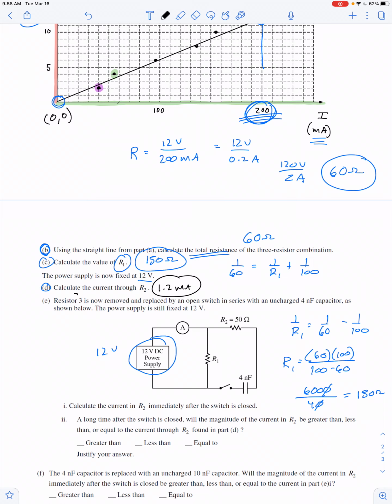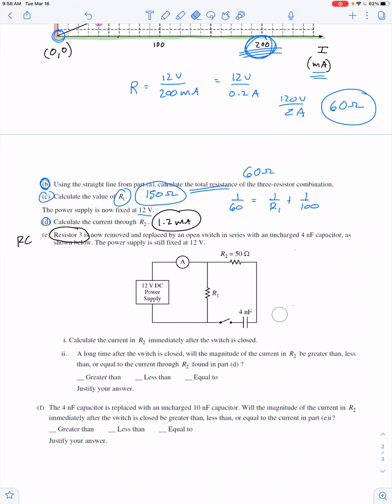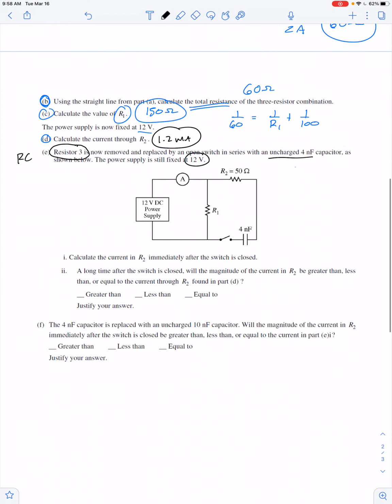Okay, now this is where it changes to a study of RC circuits. Resistor 3 is removed and replaced with what we see here, a 4 nanofarad capacitor. Let's make this look a little prettier. That capacitor is initially uncharged, and the power supply is still 12 volts. Calculate the current in R2 immediately after the switch is closed.